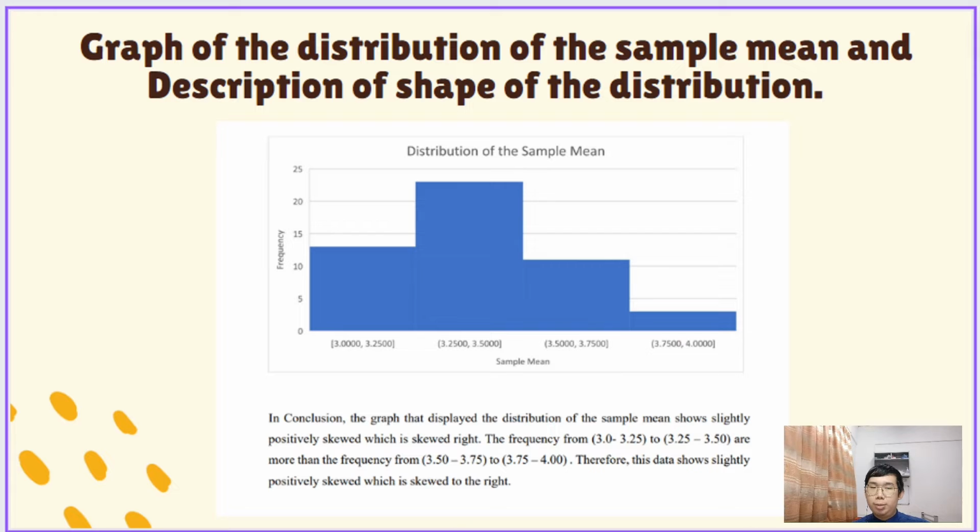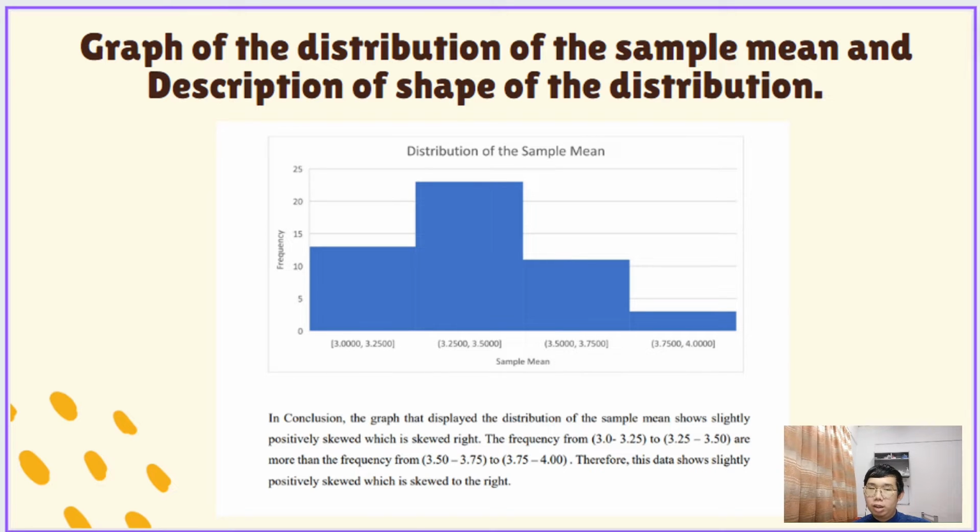I will present the graph of the distribution of the sample mean and the description of the shape of the distribution. As the table and the bar chart show below, we separate the sample mean into four parts, which are 3.0 to 3.25, 3.25 to 3.5, 3.5 to 3.75, and the last is 3.75 to 4.